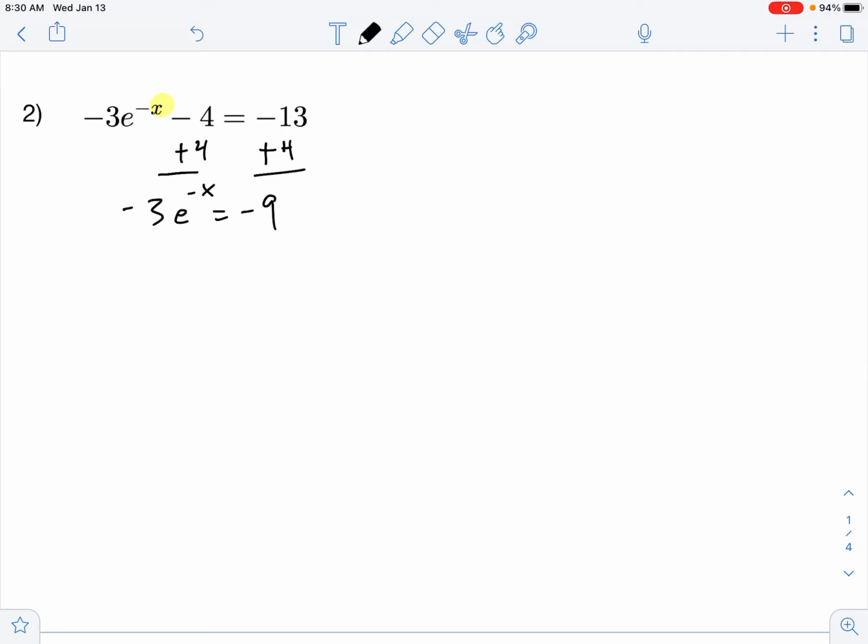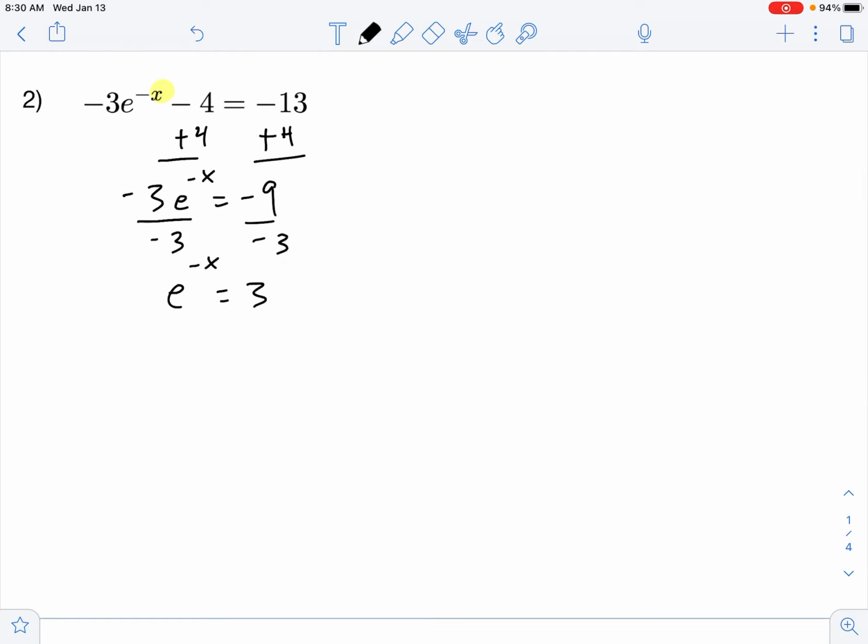And then, of course, this is a multiplication, so I can divide both sides by negative 3, and that would give me e to the negative x is equal to 3. So now going back to problem number 1, we're thinking, well, how can I get rid of this base of e?